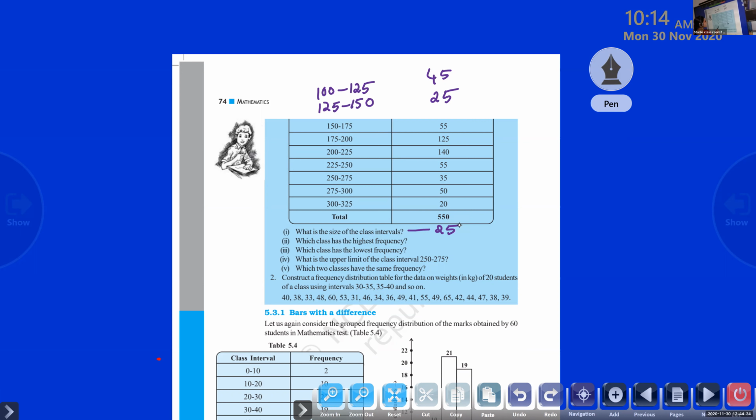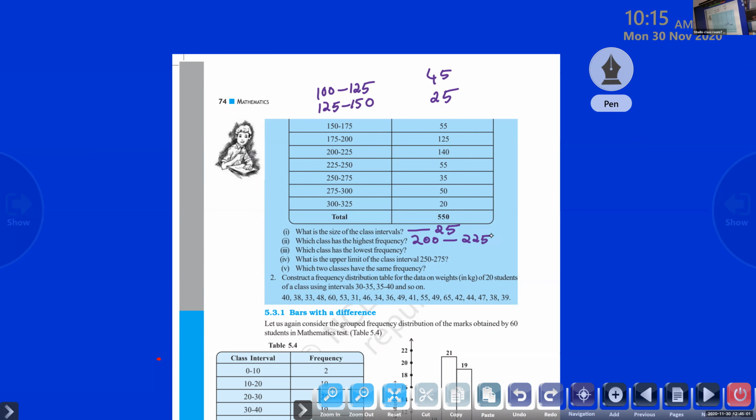And which class has the highest frequency? Which class has the highest frequency? Ma'am, 200 to 225. If you have your textbook with you, you can write the answers on that.